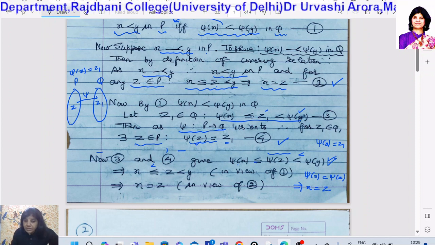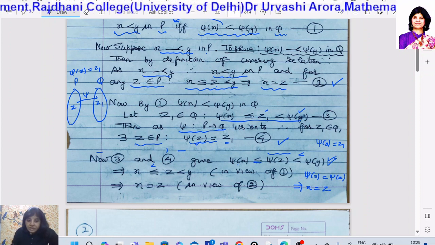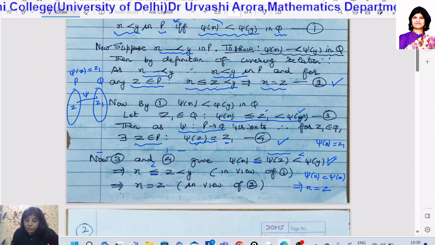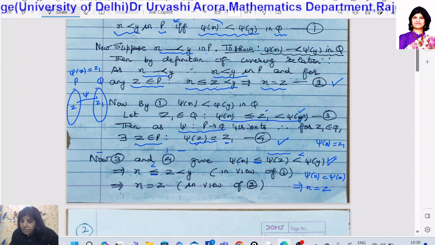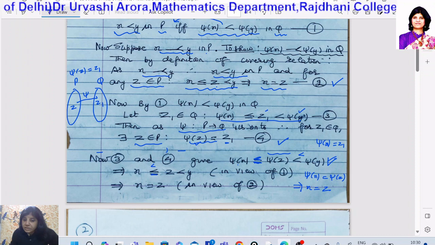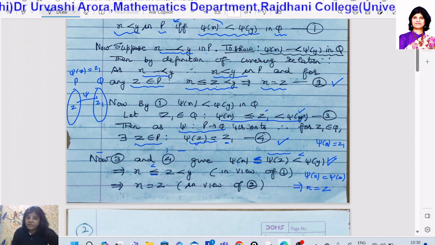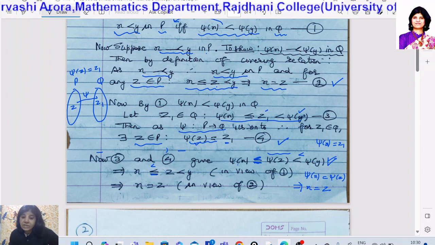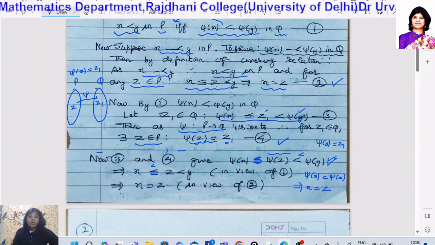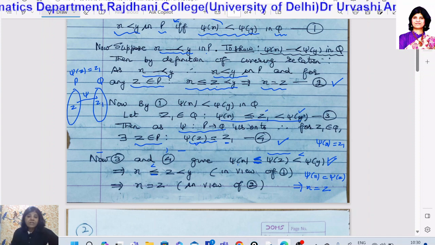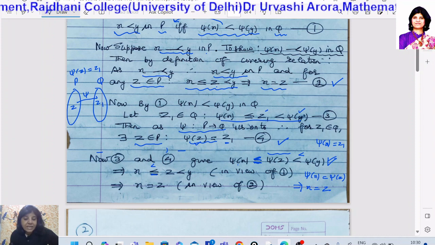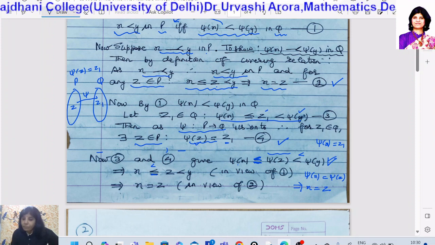So whenever there is a less than sign over here, there is a less than, whenever there is a less than or equal to sign over here, there is a less than or equal to sign over here. Whenever there is equality over here, then there is equality over here, and whenever there is a strict sign over here, then there is a strict sign over here. So this is the reason that we are including less than or equal to over here. So 3 and 4 together give that psi x less than or equal to psi z is strictly less than psi y, implies x is less than or equal to z is less than y. This is in view of 1.